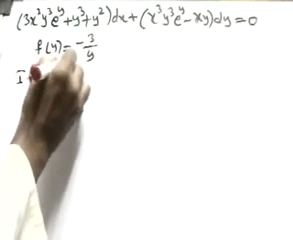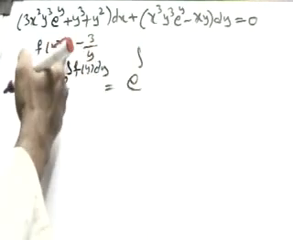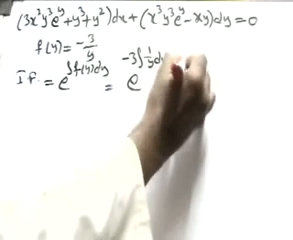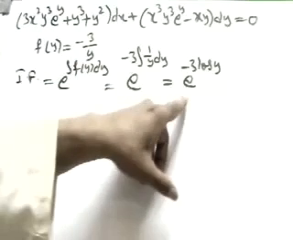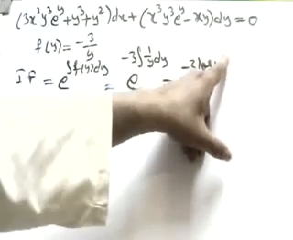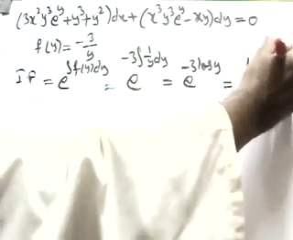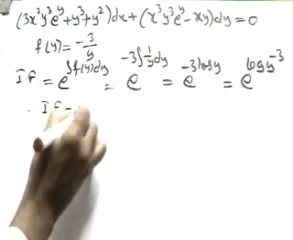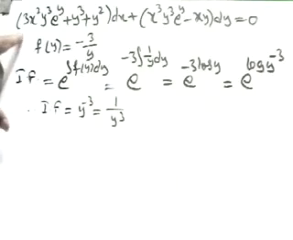Now let me find the integrating factor. The integrating factor is e to the power of integration f(y) dy. f(y) is this one, take out minus 3 outside, 1 by y dy. e to the power of minus 3, integration of 1 by y is log y, so this will be log y. Now e and log will get cancelled, but we have to take out minus 3 from here. e to the power of log y to the power minus 3. Now e and log will get cancelled, therefore the integrating factor equals y to the power minus 3. This can be written as 1 by y³.